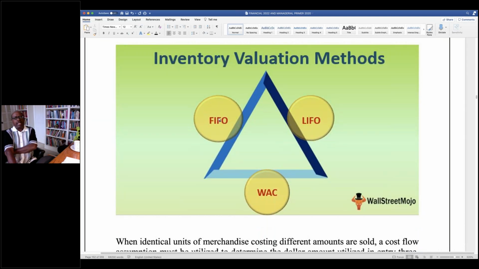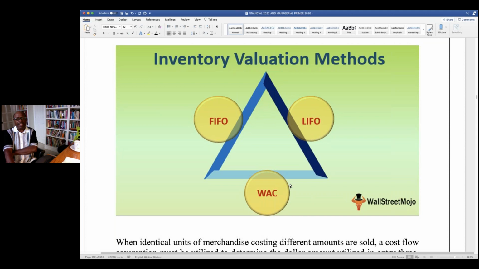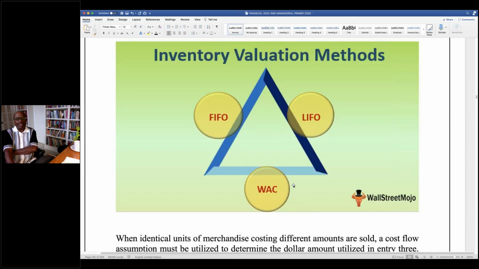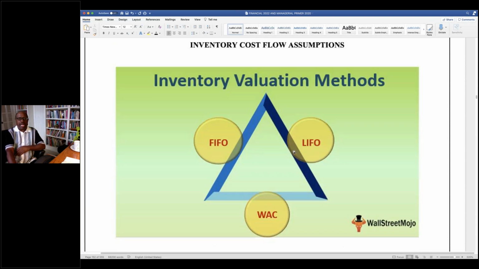You can sell the old stuff first. That's FIFO, first in, first out. You can sell the last stuff first. That's LIFO. Last in is the first out. Or you can get an average. What does that stand for? WAC, weighted average cost. First in, first out cost is FIFO. Last in, first out cost is LIFO. WAC, weighted average cost.